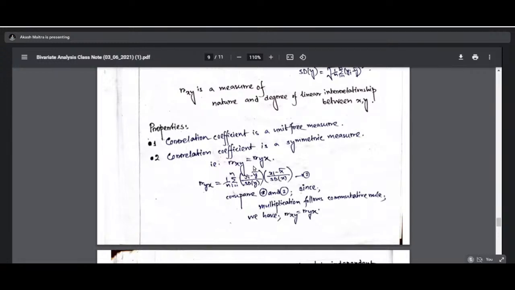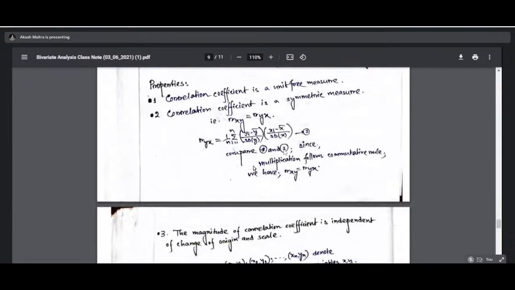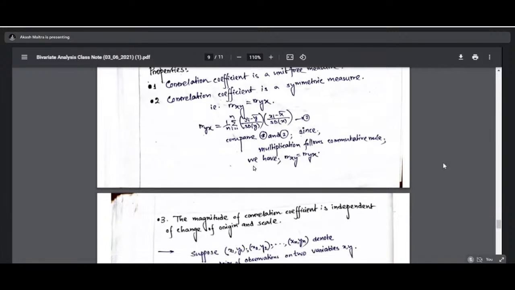Now from the definition of Rxy, we are considering Ryx, that is 1 by n summation of (yi minus y bar) by SDY into (xi minus x bar) by SDX. But since multiplication follows the commutative rule, we get that (xi minus x bar) into (yi minus y bar) is nothing but (yi minus y bar) into (xi minus x bar). So multiplication follows the commutative rule, and we are getting that Rxy equals Ryx. So there is no problem with these two properties.